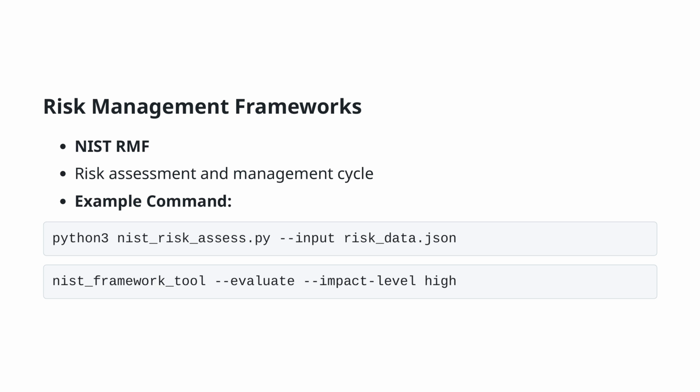Here we have two example commands for implementing the NIST RMF. The first command, python3 nist_risk_assess.py input_risk_data.json, runs a risk assessment script using a given JSON file containing risk data. The second command, nist_framework_tool evaluate --impact-level high, evaluates the risks with a specific focus on high impact level threats. These tools and processes form the backbone of an effective risk management strategy, helping you address potential threats proactively while aligning with your business objectives.